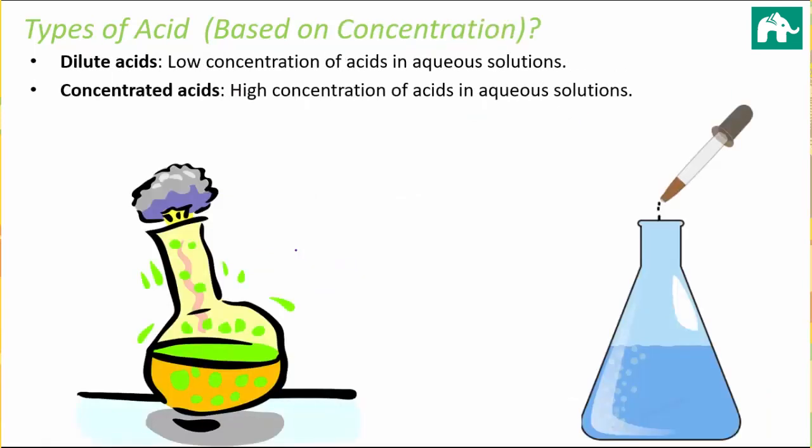Dilute and concentrated acids. Dilute means low concentration of acid in aqueous solution. Just to remember which one is dilute: dilute means when you add a lot of water to something. You would have heard your mother or grandmother scold the milkman for diluting the milk with a lot of water. When you mix a lot of water into something, that becomes the dilute version. Similarly, when you have less acid and more water, that's dilute acid. The percentage of acid is less in dilute acids.